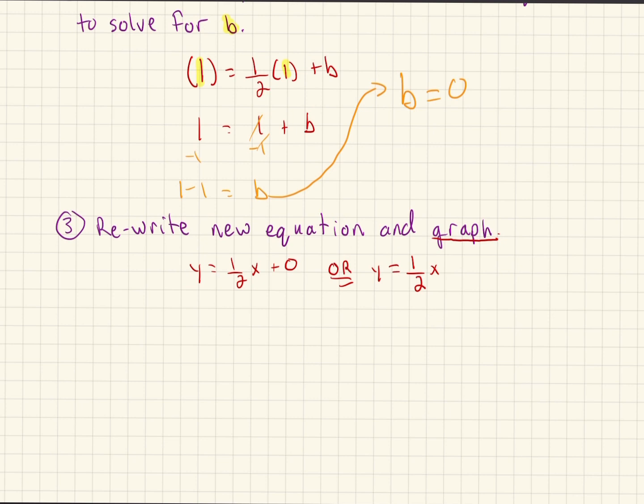Then once we've solved for b, we're going to rewrite the new equation and graph it. So you could rewrite the equation in both these ways. Some people put the 0 just so that they know it's there, but it's not necessary in math. And so we're going to graph this equation here, starting from the y-intercept, of course.